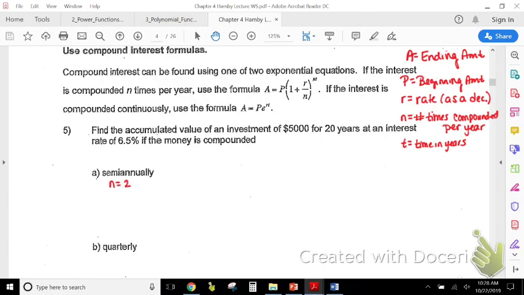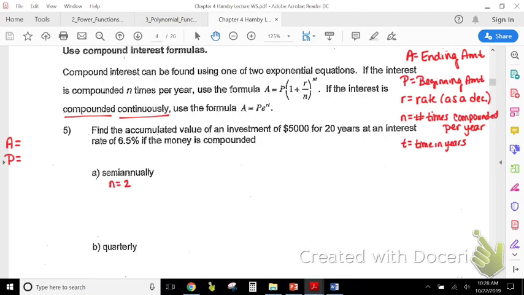I'm going to come over here to the side and write out the other stuff. It says find the accumulated value. So what are we after? Wait, how do you know which equation to use? Good question. Remember, you only use that last equation if it says compounded continuously. This one says compounded semi-annually.